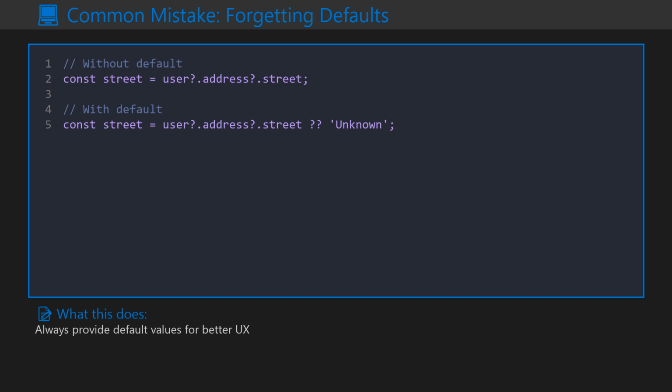When using optional chaining, you might get undefined for missing properties. To provide a better user experience, always include default values using the nullish coalescing operator. This ensures your application always displays something meaningful to users.